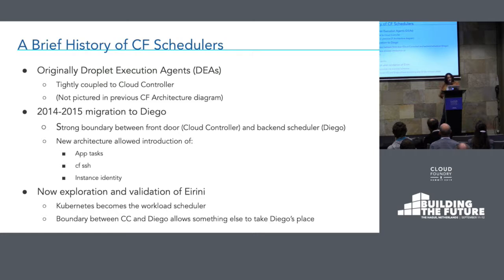And now we're in the exploration phase of Eirini. This is the idea that, well, since we have this strong boundary now between the workload scheduler and the cloud controller, why don't we just put Kubernetes there instead? And reuse Kubernetes for our app workloads and our staging tasks.